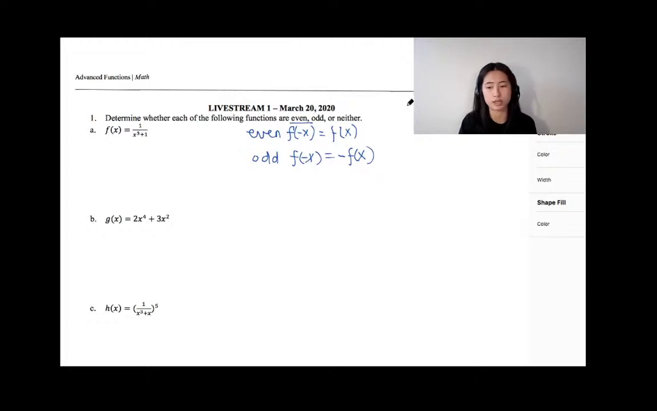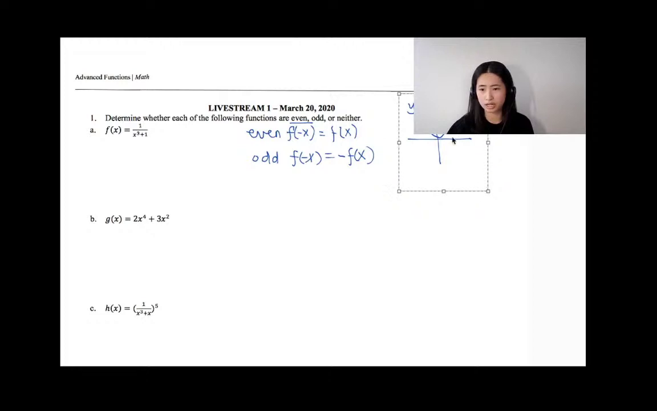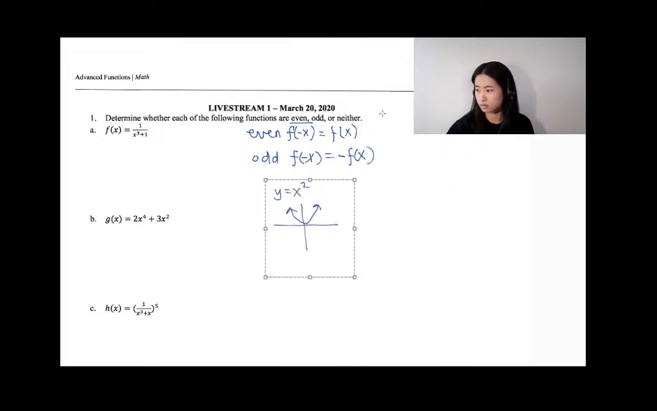an even function. So say, for example, let's start with the basic. We have y is equal to x squared, which is a parabola. We know that this is an even function. So you're going to have this graph right here. So this is y is equal to x squared. And if you think about the symmetry, there we go. So this is an even function.